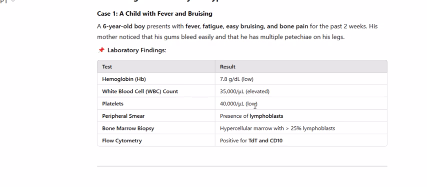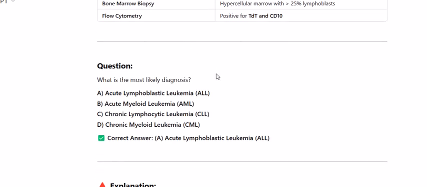A. Acute lymphoblastic leukemia, ALL. B. Acute myeloid leukemia, AML. C. Chronic lymphocytic leukemia, CLL. D. Chronic myeloid leukemia, CML. Correct answer: A. Acute lymphoblastic leukemia, ALL.